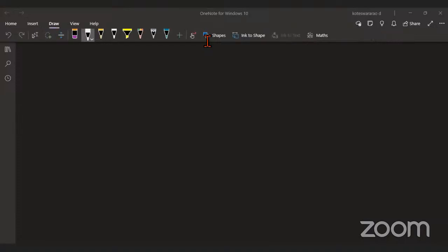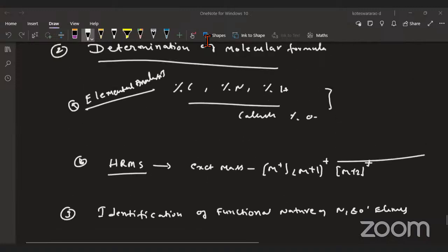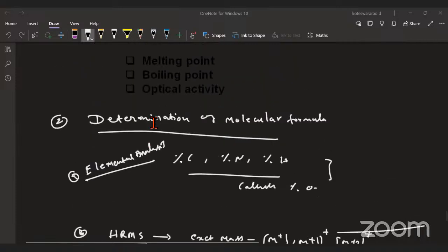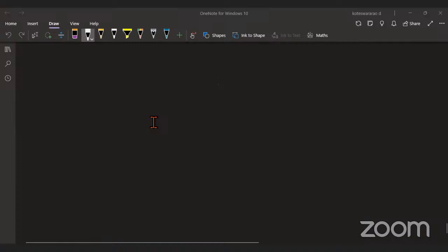In continuation of our morning topic, we are discussing the general properties of alkaloids and structure determination, the general methods of structure determination of alkaloids. In that, the last part is degradation experiments, degradation of natural products.